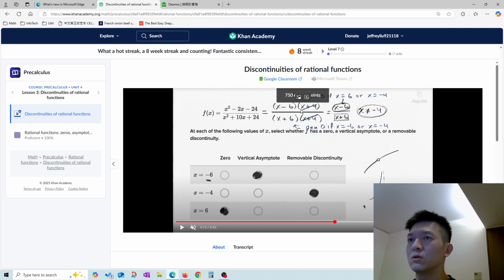Okay, so the definition of a discontinuity of a rational function is that you have a factor that you can cancel out on the numerator and denominator, right? You have to cancel them out. But it's removed from the rational function itself, but it represents a significant point on your graph. It represents a hollow point on your graph.